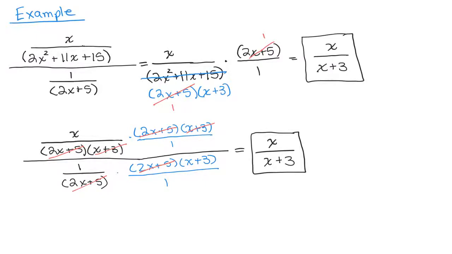Personally, when I have a single fraction in the numerator and a single fraction in the denominator, I think it's usually easier to just go ahead and multiply by the reciprocal, but it's up to you. Both methods give you the right answer.